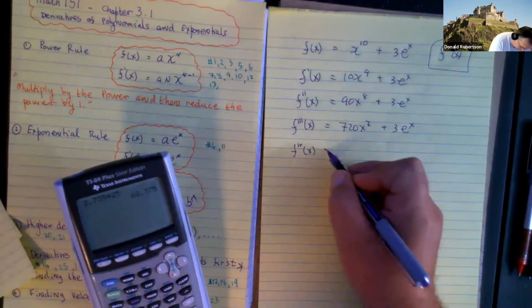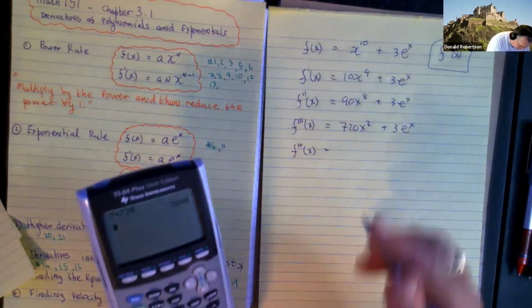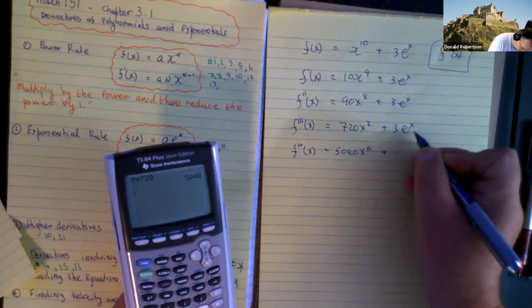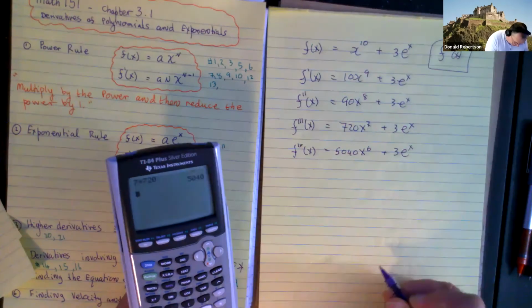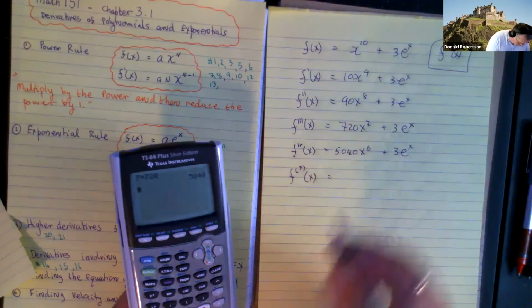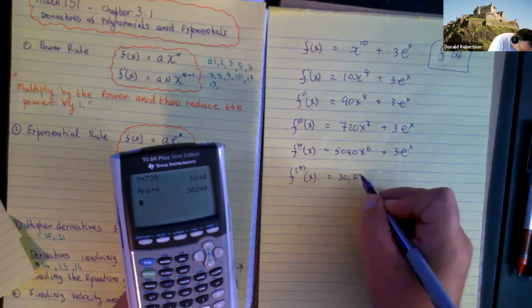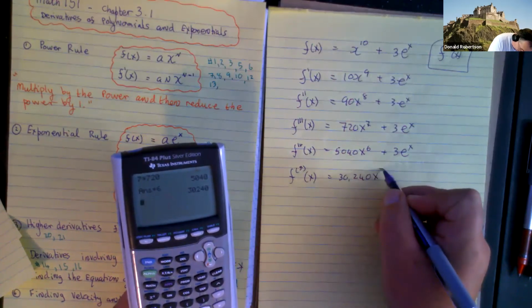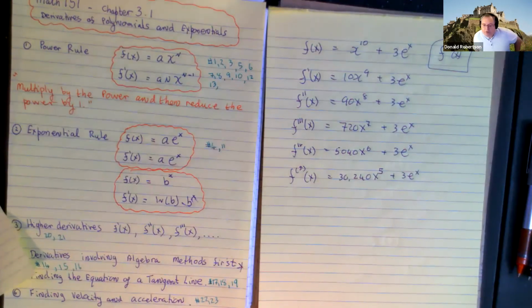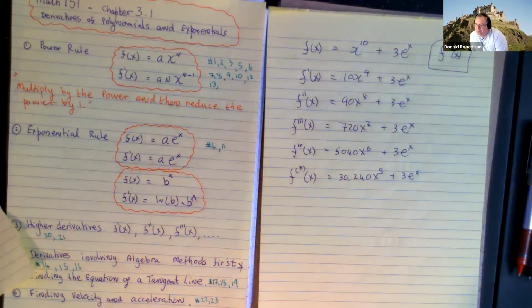Fourth derivative, multiply by the power. Well, 7 times 720 is 5040 x to the 6. Differentiate that, you get 6x. And final answer, power rule. And I get 30,240 x to the 5 plus 3e to the x. Do you notice how nice it is to find multiple derivatives of e to the x?